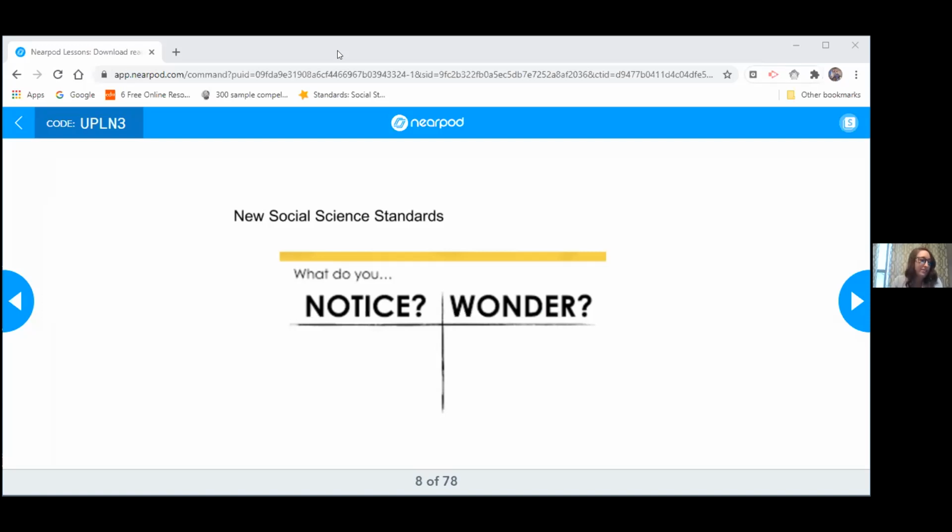All right, so we are going to give you an opportunity in the spirit of inquiry to just start our day digging into the new standards a little bit. So we're going to use a strategy called Notice and Wonder. And so if Stephen will go to the next one.